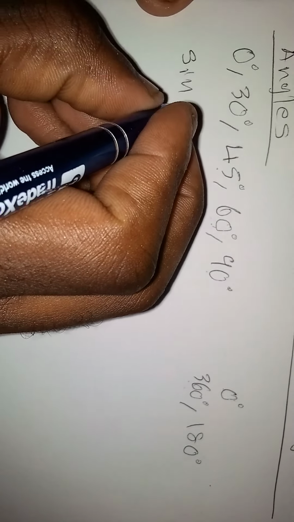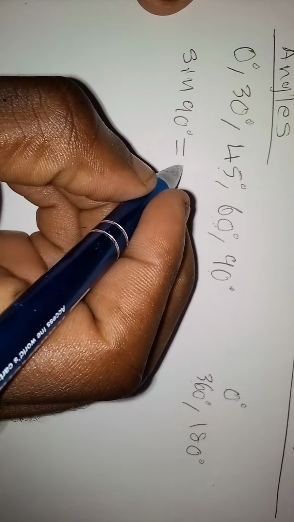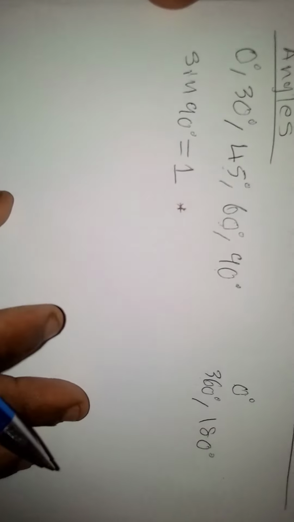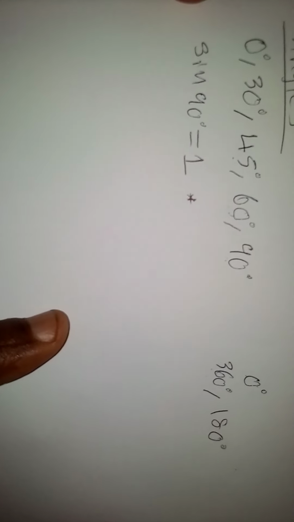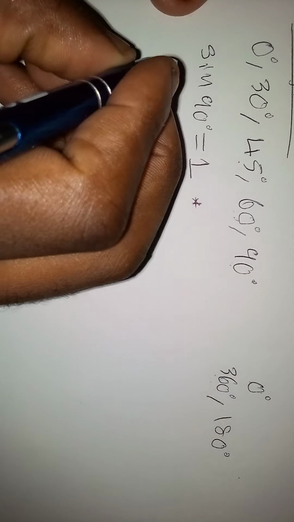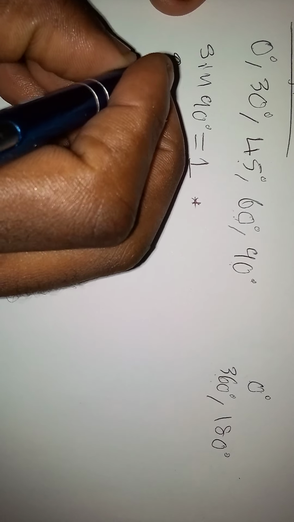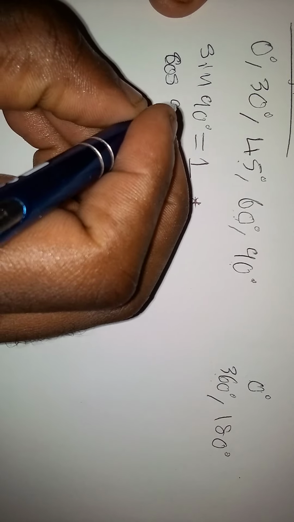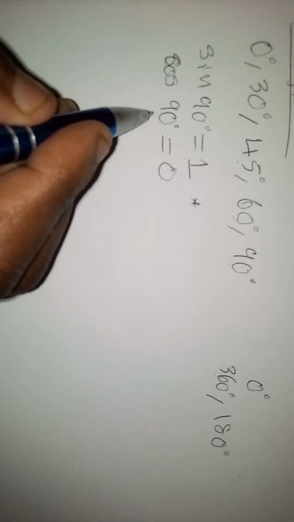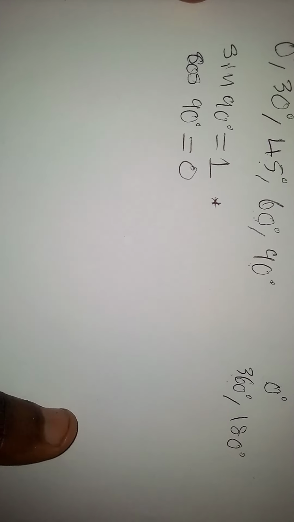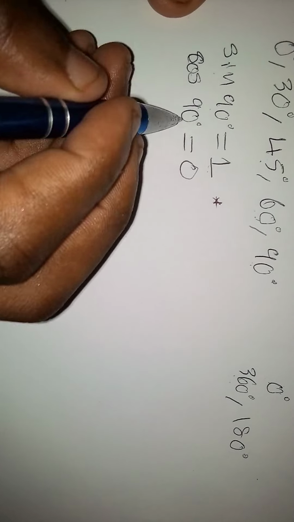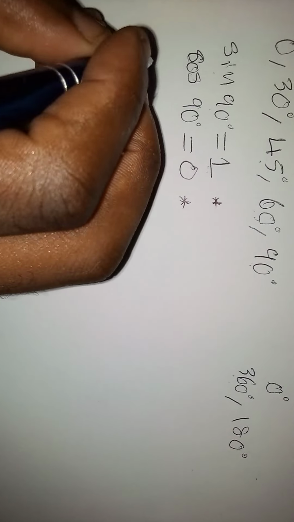So sine 90 degrees is always equal to 1, so you have to know this by heart. Whenever I put a star, it means memorize, or you should be able to recall this without using any calculators. Then what about cos 90 degrees? Cos 90 degrees is 0. So sine 90 is 1, cos 90 is 0. Make sure you remember this.